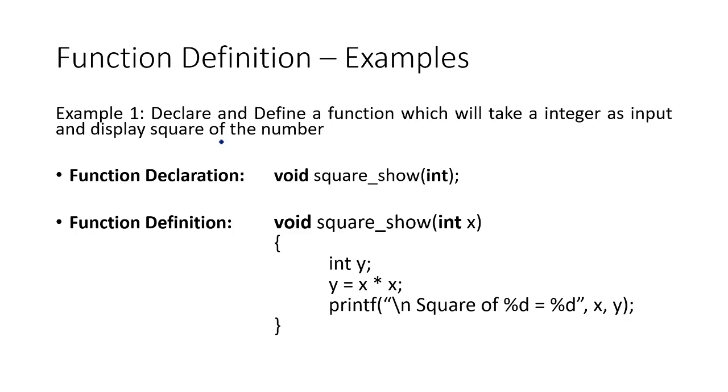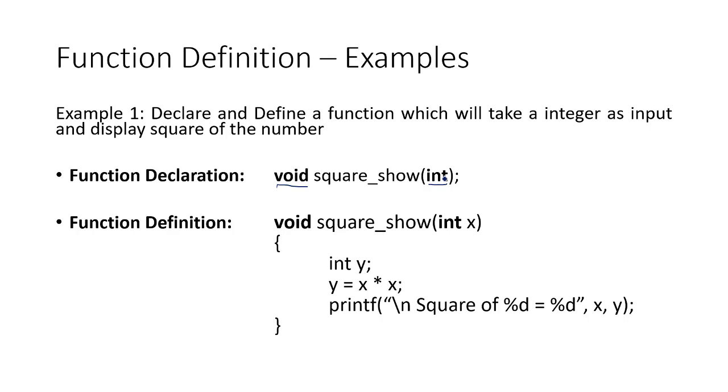As the function itself is displaying the result, it should not return any value to the calling function. So from this problem statement, we can say that as the function is not returning any value, its return type will be void. In this case, we are using square_show as the name for the function. So this is my function name, square_show. And as it is taking a single integer value, that is mentioned over here within the parentheses.